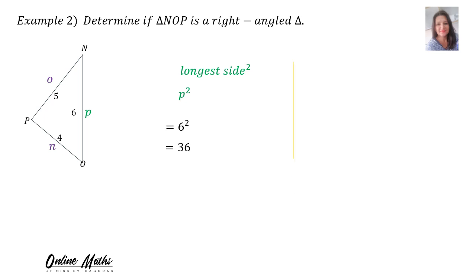Then we split our sum with a line, and then we do one side squared plus the other side squared, which will be o squared plus n squared. O is 5 squared plus and n is 4 squared. 5 squared means 5 times 5, which is 25, plus 4 squared means 4 times 4, which is 16. 25 plus 16 is 41.